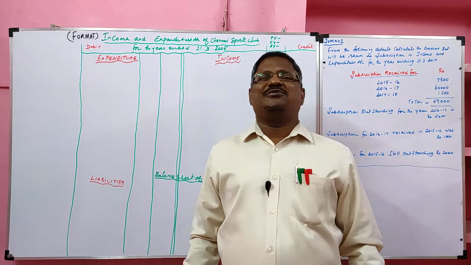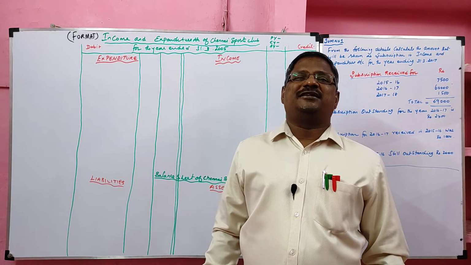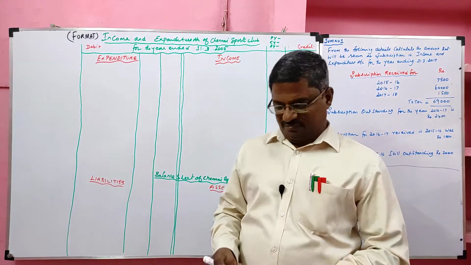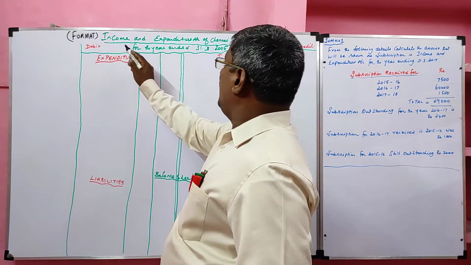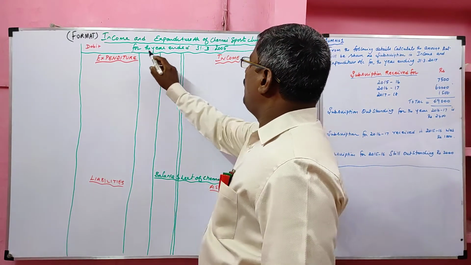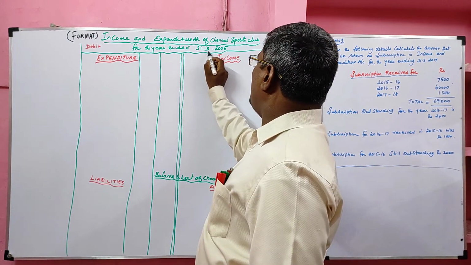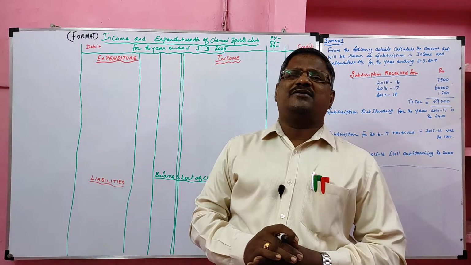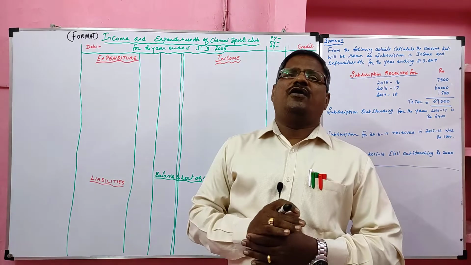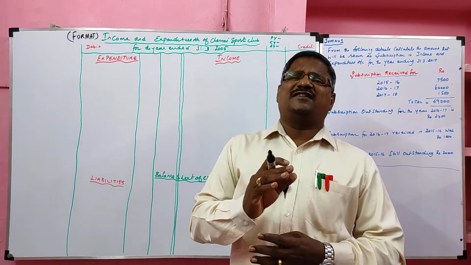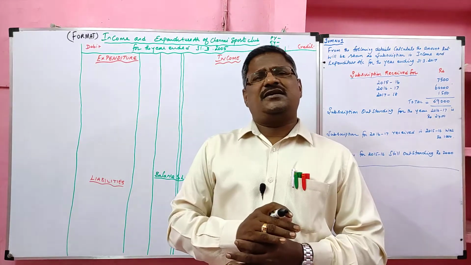Today I am going to teach you the treatment of subscription in non-profit organizations. Look at the board. Income and expenditure account of Chennai Sports Club for the year ended 31st March 2005. Here the period ends on 31st March 2005, so they are following the accounting year. The accounting year starts on 1st April and ends on 31st March.